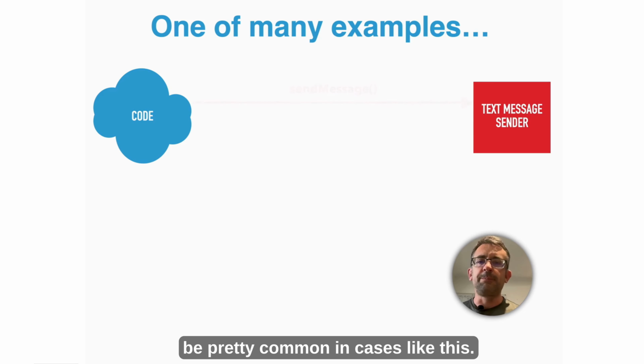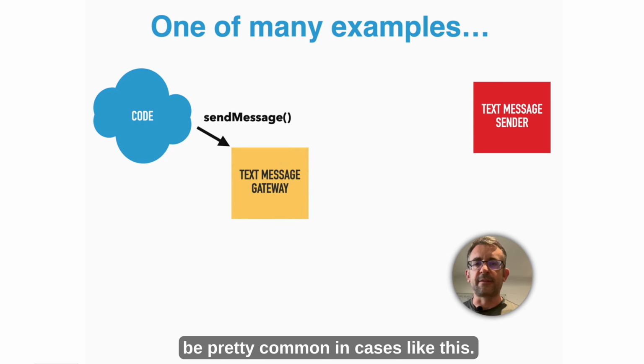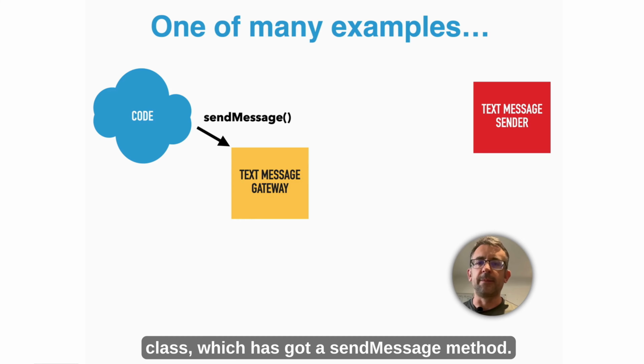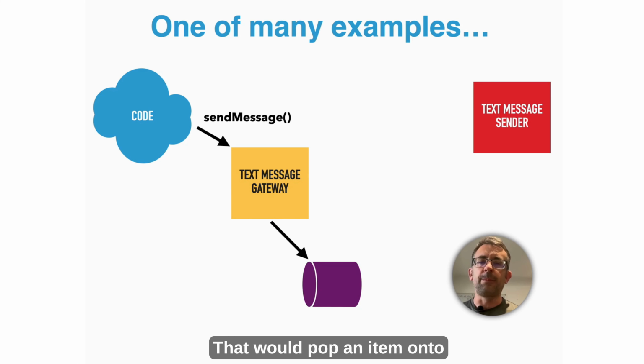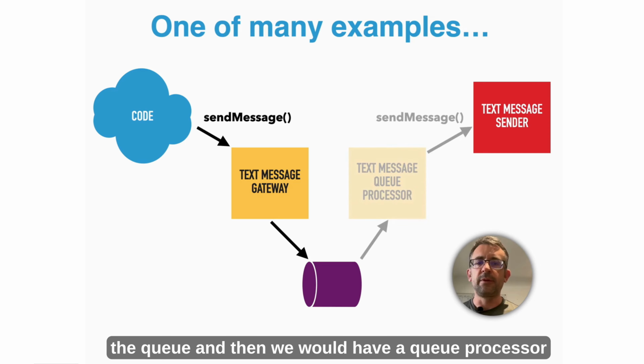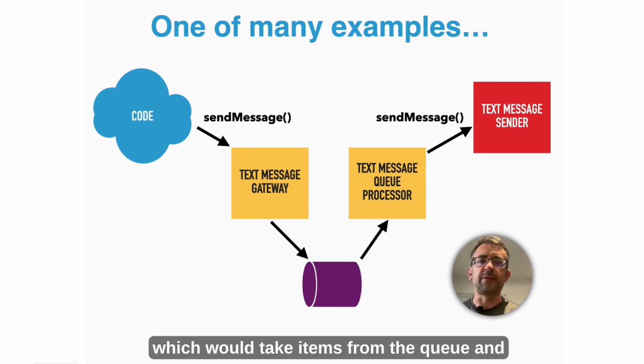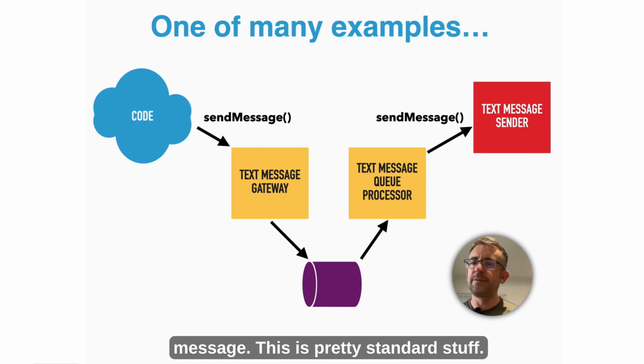And we didn't really want our normal code to be directly calling the text message send message method. So we do what would be pretty common in cases like this. We have a text message gateway class, which has a send message method. That would pop an item onto the queue, and then we would have a queue processor which would take items from the queue and use the text message sender to send the message. This is pretty standard stuff.